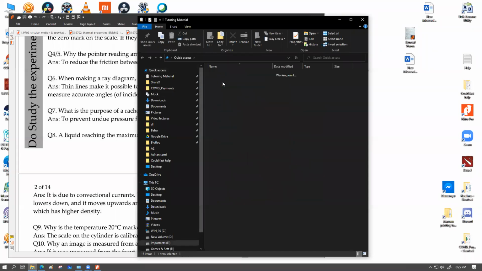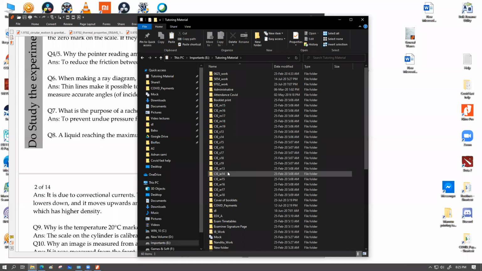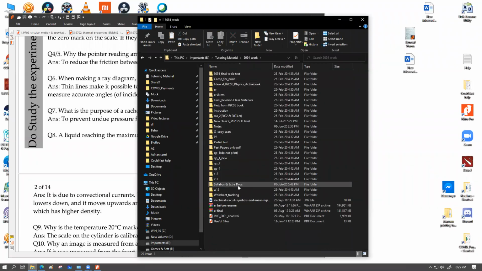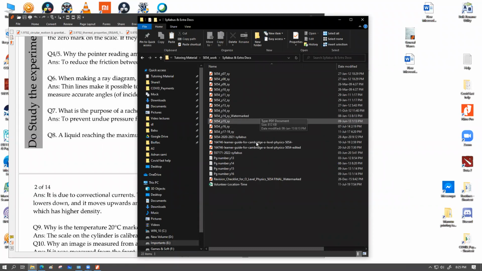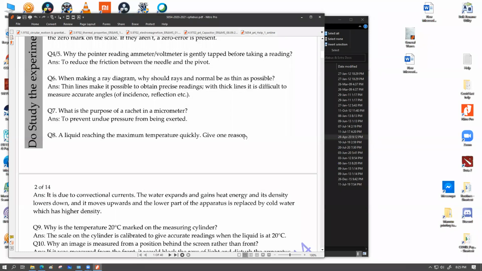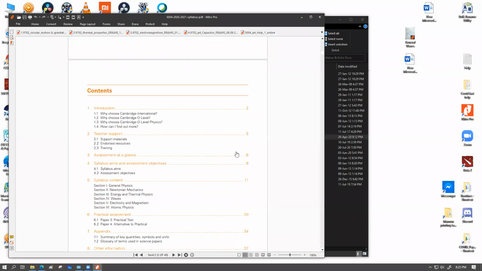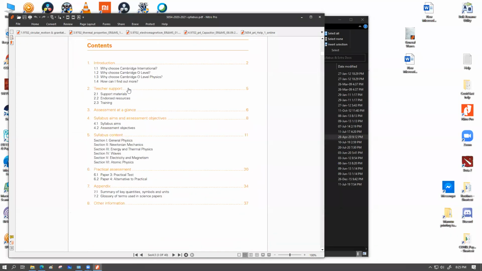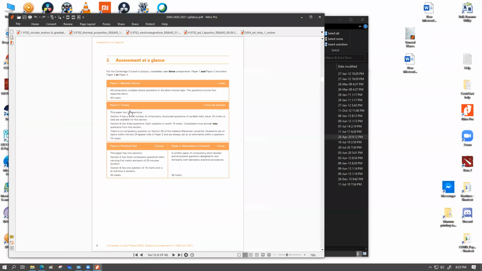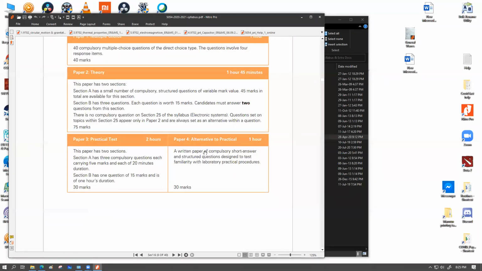To make sense of what paper 4 is all about, let's have a look at the syllabus first. Paper 4 is essentially a written version of the paper 3 exam, which is very well defined over here. Take a look. This is the definition of paper 4.